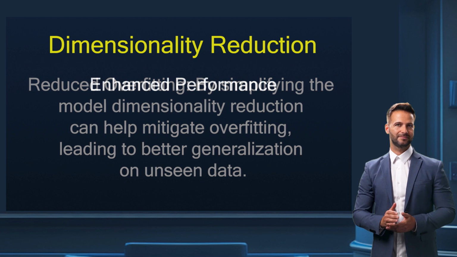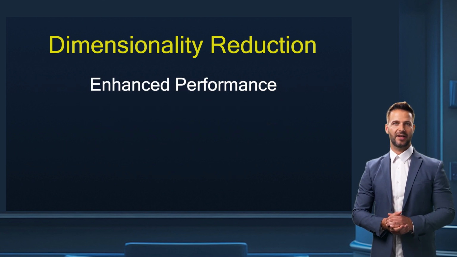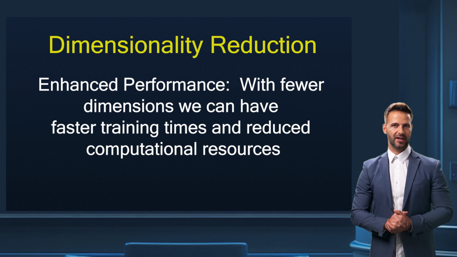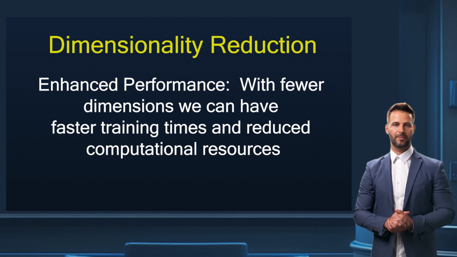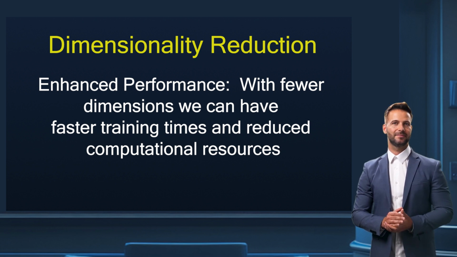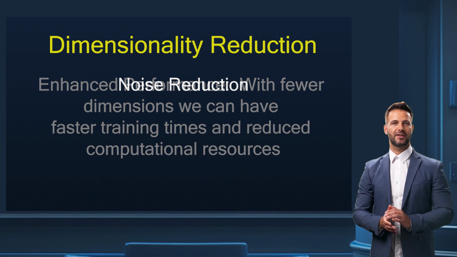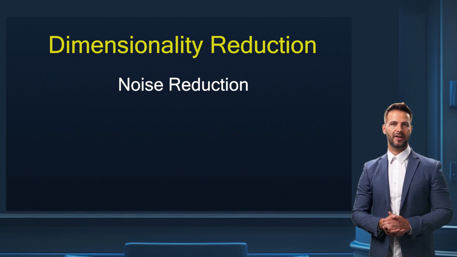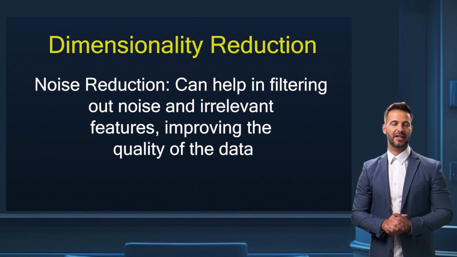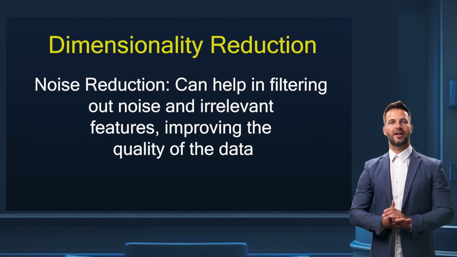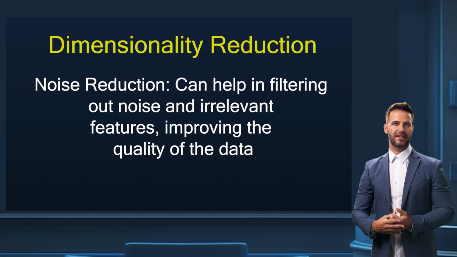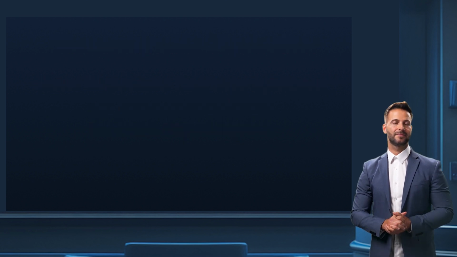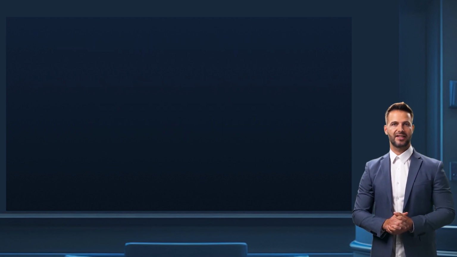And three, how about enhanced performance? Because with fewer dimensions, we can have faster training times and reduced computational resources. Finally, four, noise reduction. Noise in machine learning is unpredictable or random fluctuations in data that can make machine learning models less accurate. Dimensionality reduction can help in filtering out noise and irrelevant features, improving the quality of the data. Does all of that make sense? Good reasons to use it, right?